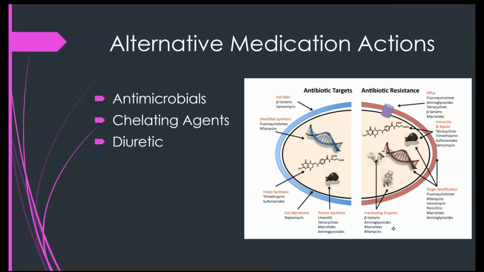Other things that we might see that we don't really deal with that much in the emergency setting are antimicrobials, right? Things that are antibiotics, chelating agents, which are usually used for heavy metal poisonings, and diuretics. We do deal with diuretics, but more in a chronic setting. I do believe they took Lasix out of the protocols in most places just because of the longer onset for the medication to work. So it's not particularly useful in the emergency setting anyway.